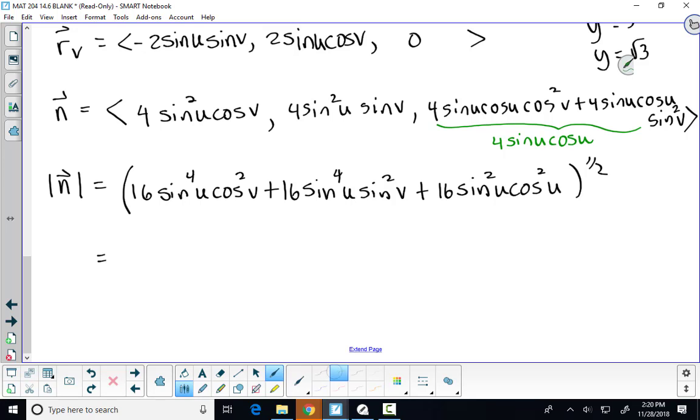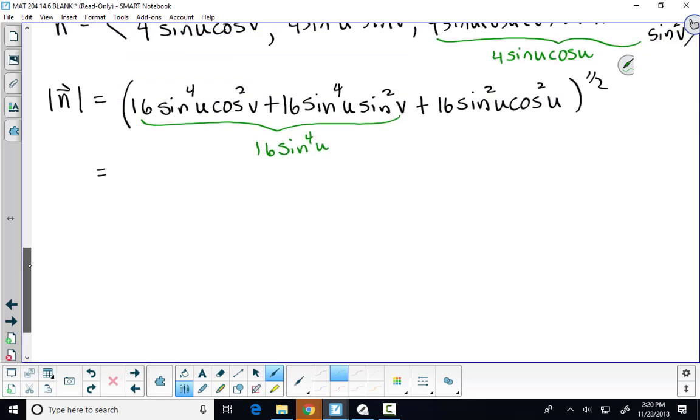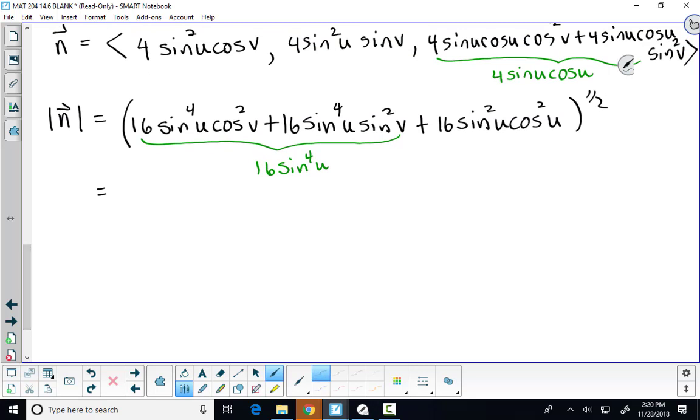All right, these first two have some cancellation, right? This first pair all turns into 16 sine to the 4th of u. Everybody agree with that? Because we have a sine squared plus cosine squared of v. And then that, we can factor out 16 sine squared, and we're going to get 16.